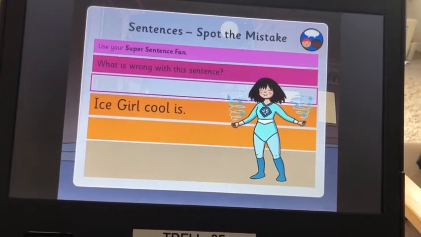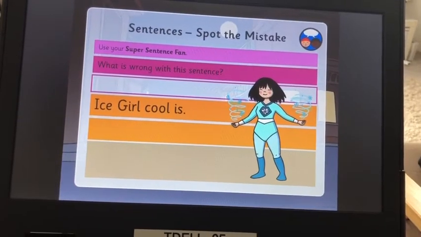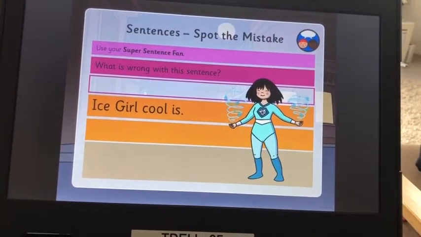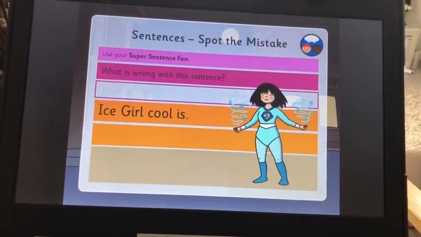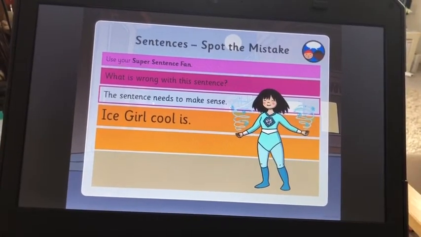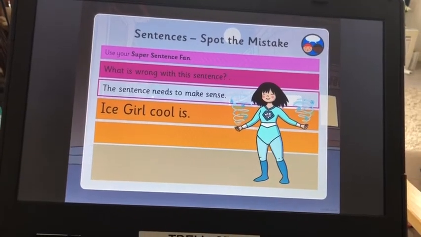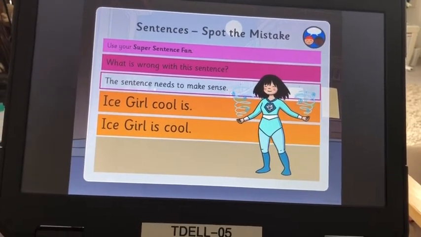What is wrong with this sentence? Ice Girl is cool. Oh, sorry. Ice Girl cool is. What is wrong with that sentence? It is the wrong way round. Absolutely. The sentence needs to make sense. So, Ice Girl is cool.